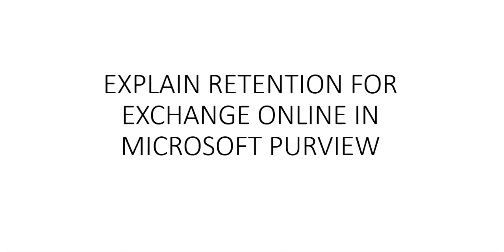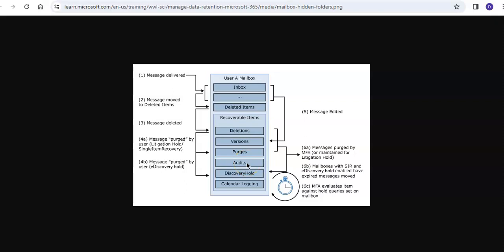Let me show you a picture of the hidden recoverable items folders in the Exchange mailbox to give you a reference. Here it is. Any Exchange mailbox consists of the visible folders for users, such as the inbox, sent items and deleted items, and hidden folders not accessible by the mailbox owner. These hidden folders retain mailbox items to provide features like single item recovery for users to restore deleted items, for storing mailbox audit logs, and to apply compliance features.